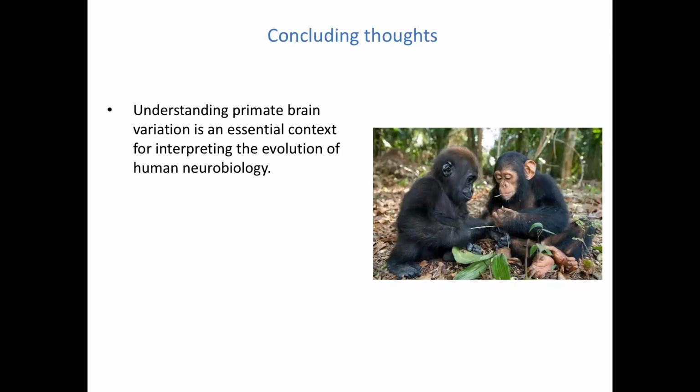So to wrap up, I think that understanding primate brain variation is really an essential context for interpreting the evolution of human neurobiology. You'll see that in many ways, once you take into account brain size enlargement, a lot of what flows from there is rather predictable, very significant for function and the evolution of our cognition, but can be understood in relation to this broader comparative context.